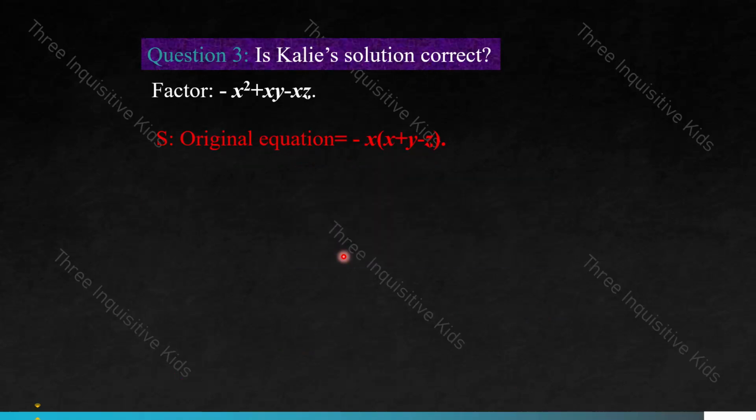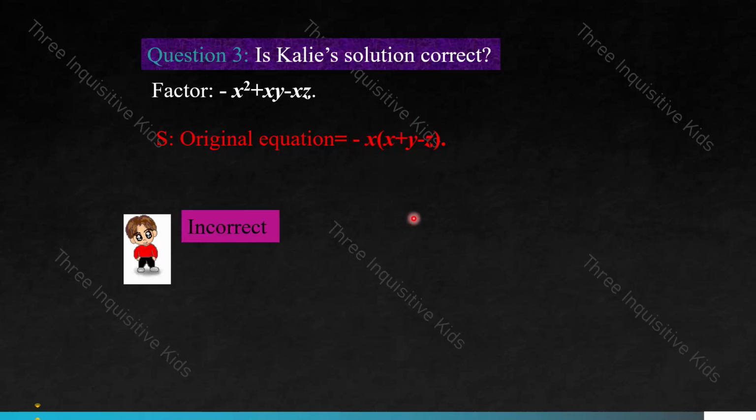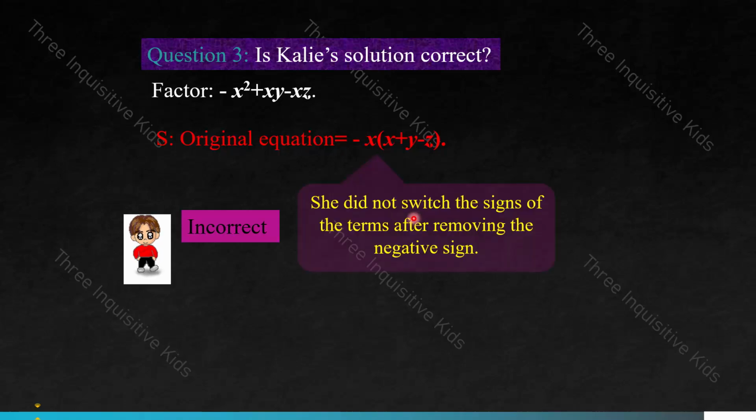Now here is the final student's solution. So Kaylee is being asked to factor negative x squared plus xy minus xz. And her solution is negative x times x plus y minus z. And this is incorrect as well. Right now we're showing you some common mistakes that students make when trying to remove common factors. She did not switch the signs of the terms after removing the negative sign. So after taking out a negative sign, or if you think about it, taking out a negative 1, you have to make sure to change the signs.